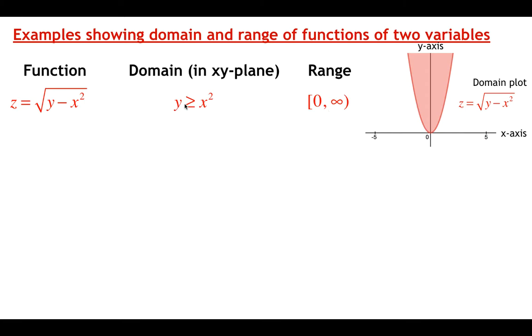So if we plot the domain on the xy plane, the domain is all y values which are greater than or equal to x square, and y is equal to x square is a parabola. Okay, so this is y is equal to x square. All values which lie in this region are in the domain, because these are the points where y is greater than or equal to x square is satisfied. And these points will be outside the domain, where y is strictly less than x square.